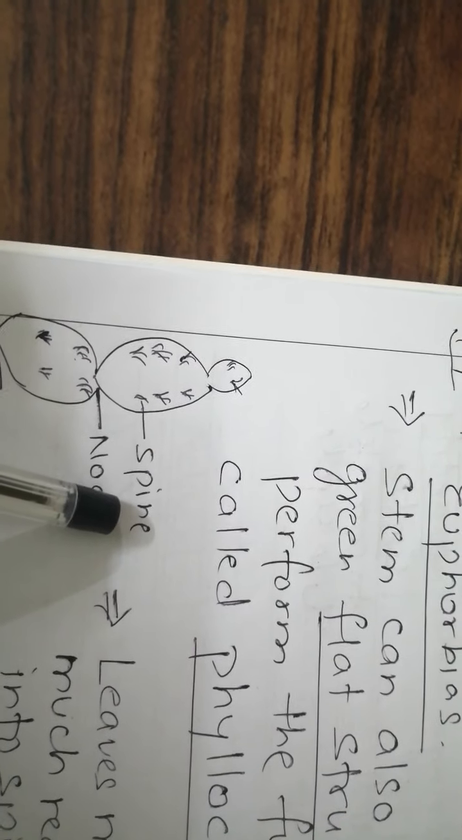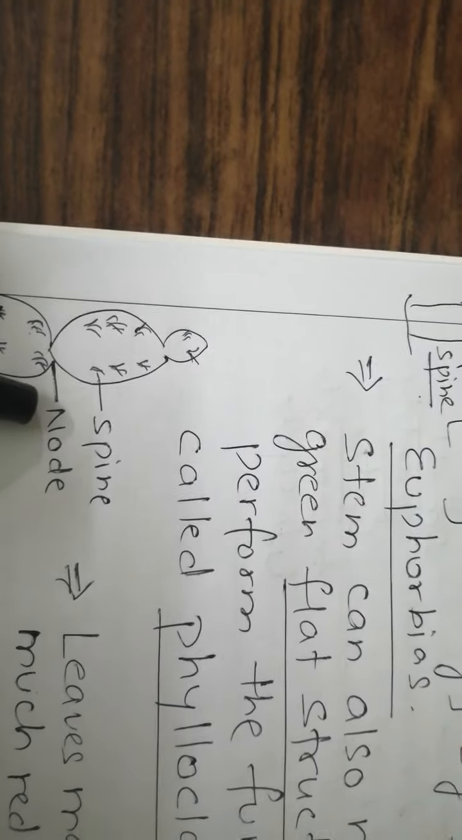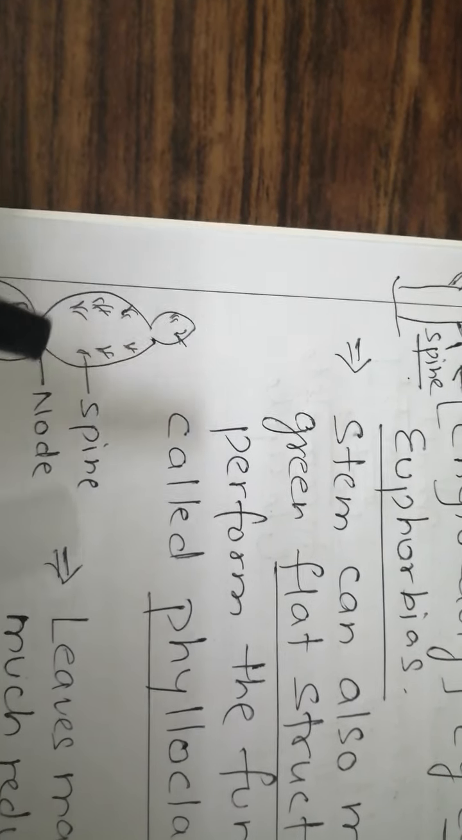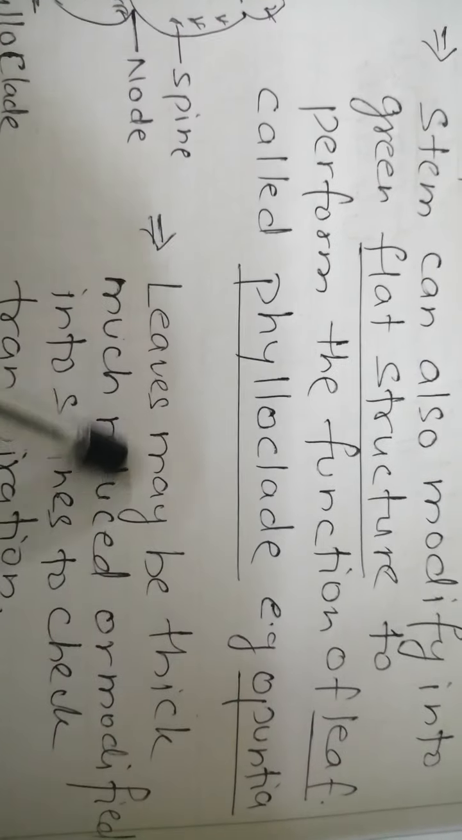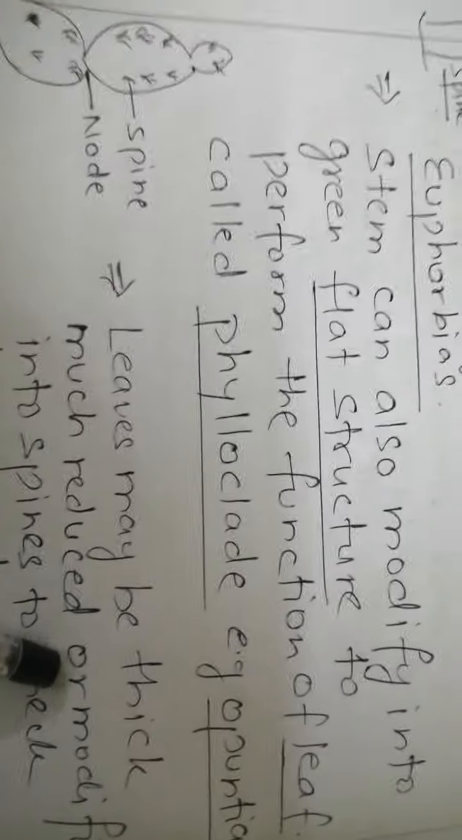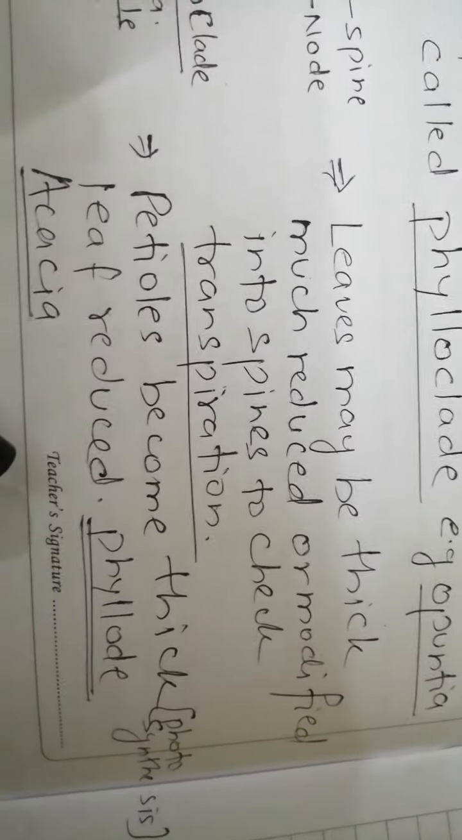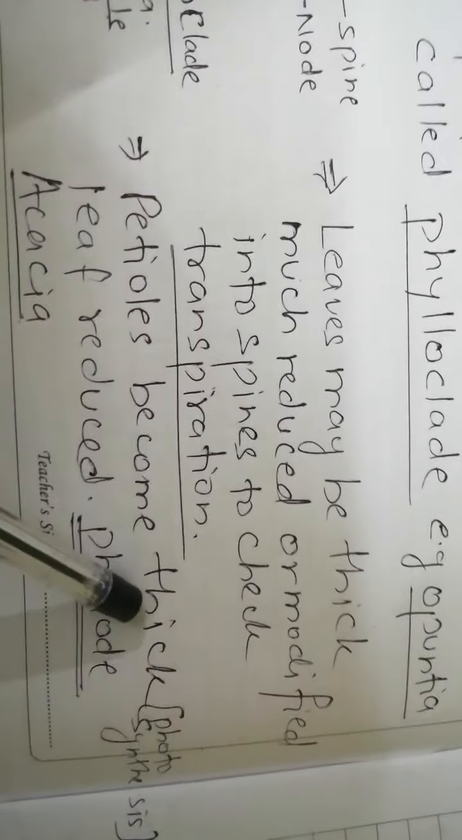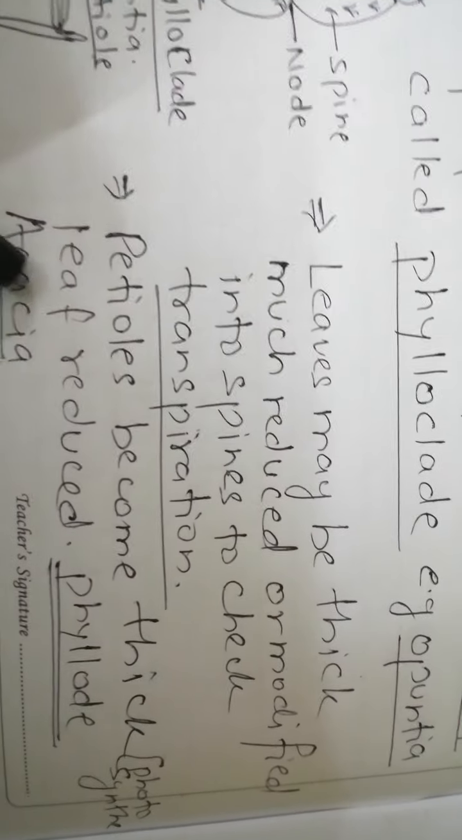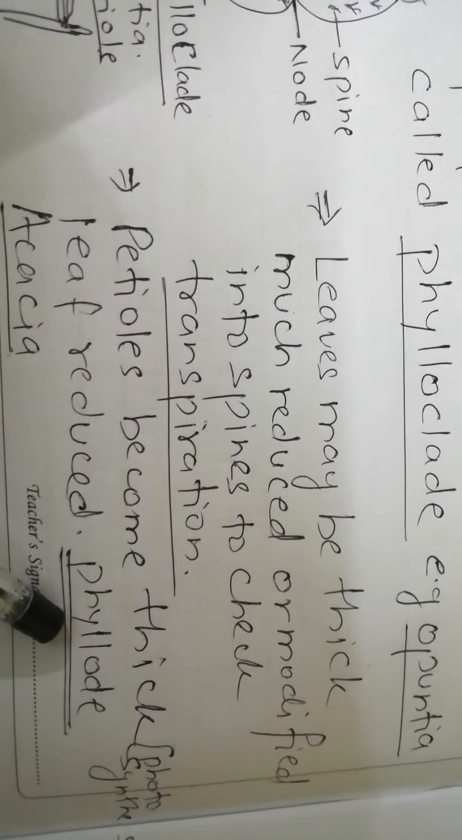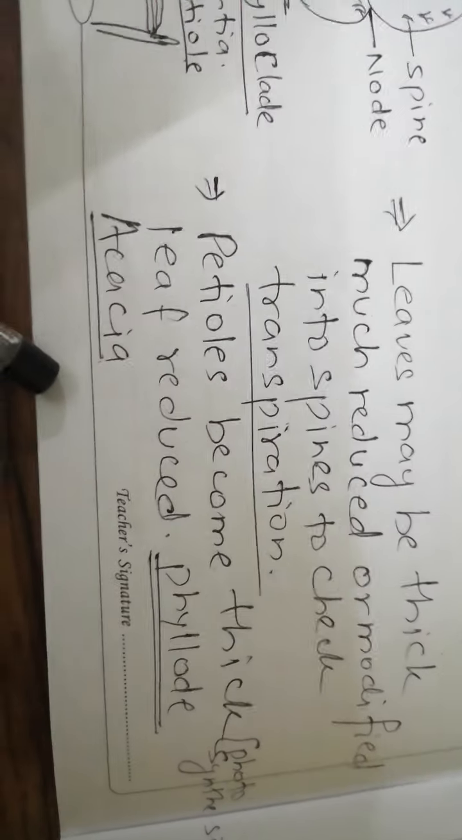Now I have drawn a structure for you here. The spines are there, which are the modifications of the stem. Nodes are present here, and the stem has become succulent, green, which can perform photosynthesis. Sometimes the leaves may be thick, much reduced, or modified into spines to check transpiration, as I've told you already. Sometimes petioles become thick for photosynthesis and the leaf is reduced. This happens in the case of the phyllodes in acacia. Australian acacia is the most important example.